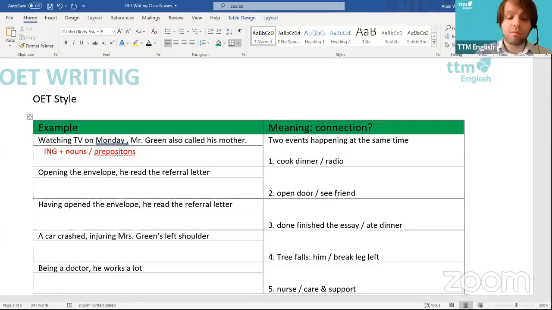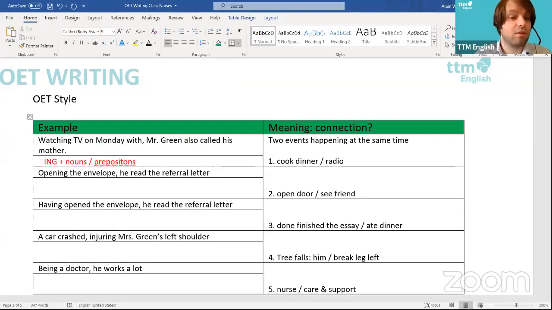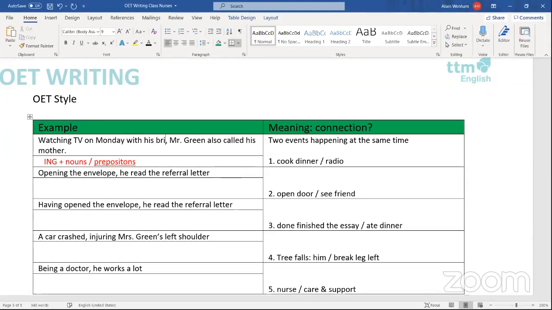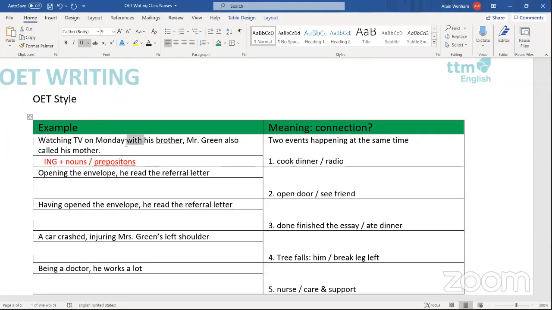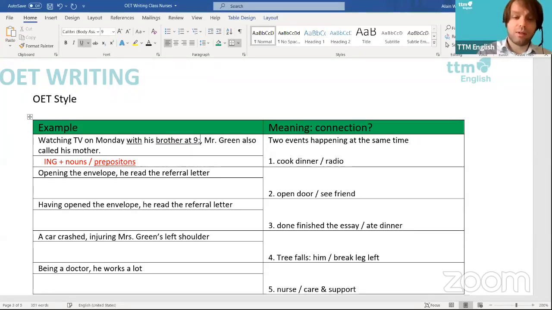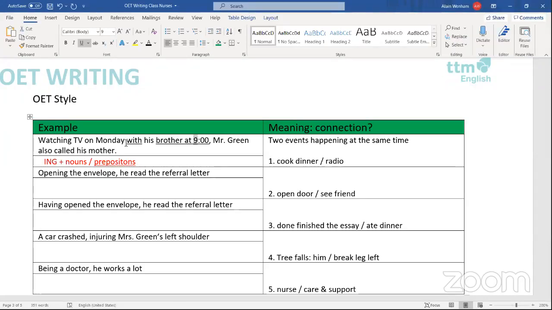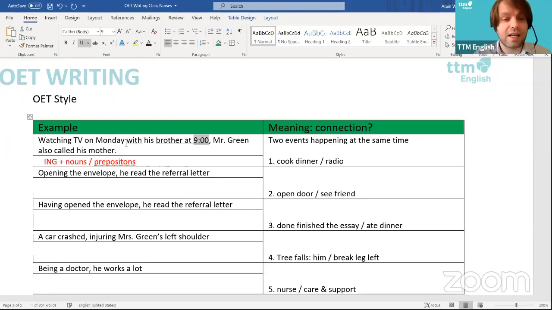Give me another preposition, Mittal. Any preposition. How about with? With his brother, right? What type of word is brother? Noun. What type of word is with? Preposition. Right? How about I say at 9 p.m.? Okay, what type of word is at? Preposition. Right.